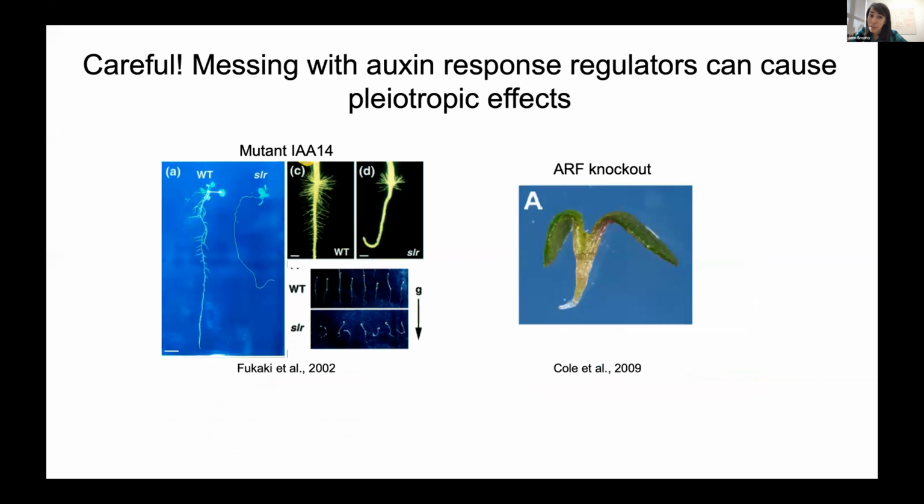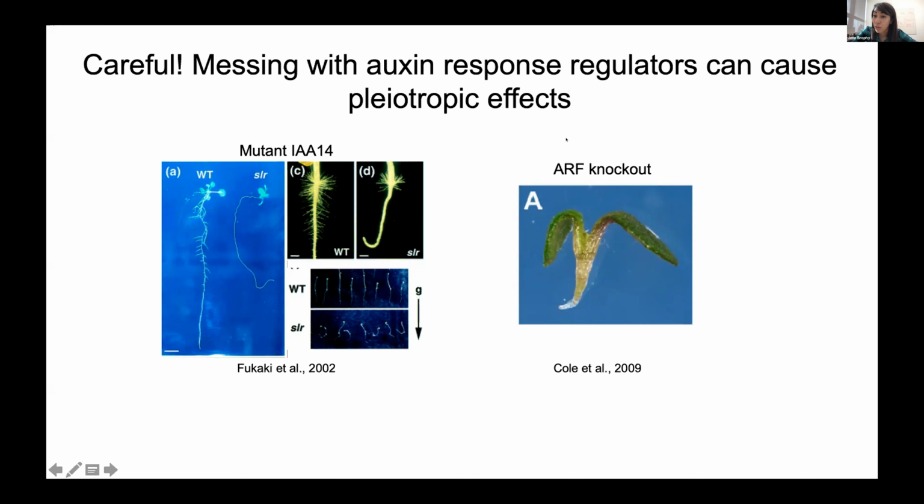Now, you have to be careful because messing with auxin response regulators can have a lot of pleiotropic effects. These are just two examples where you've got that kind of gain of function or auxin insensitive mutant version of an Aux/IAA that causes a bunch of developmental defects in this plant. So this is the plant containing the mutant version, and it is expressed from its native promoter, which is active in many cell types. And you can see that the plant doesn't produce any lateral roots, it has a hard time sensing gravity, doesn't have any root hairs, and has just a bunch of different pleiotropic effects.